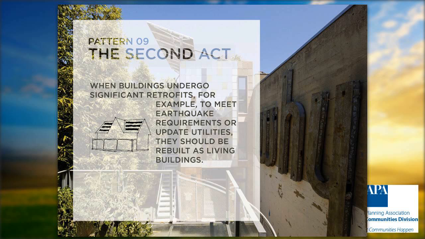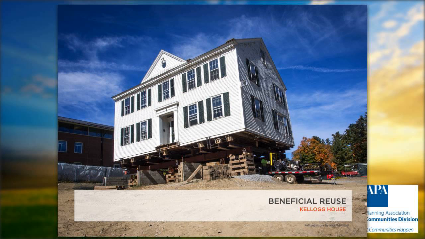When buildings undergo significant retrofits to meet earthquake requirements or update utilities, we believe they should be rebuilt as living buildings. Here's an example of a beneficial reuse of the Kellogg House. Not only does reusing the existing project save on materials, but it significantly reduces the project's embodied carbon footprint as it is incorporated with a new structure.